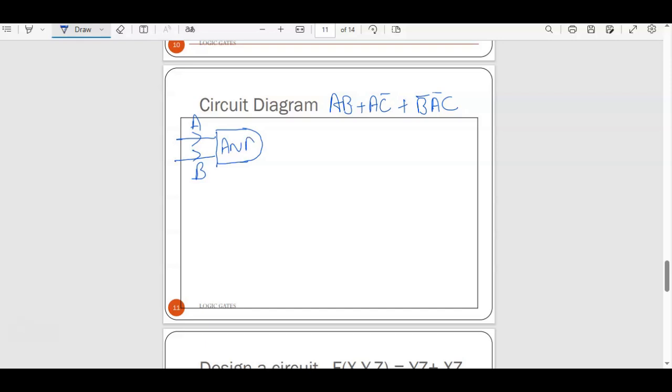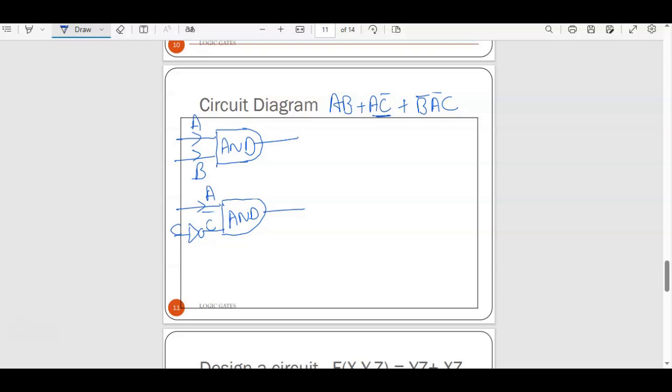Okay, and this is AND gate. Now again you will do it for the second one. It is for A C bar. Okay, so this is A and C bar. So C bar is what? So you will draw one NOT gate here. This side it is C and this side it is C bar. So this is again AND gate.